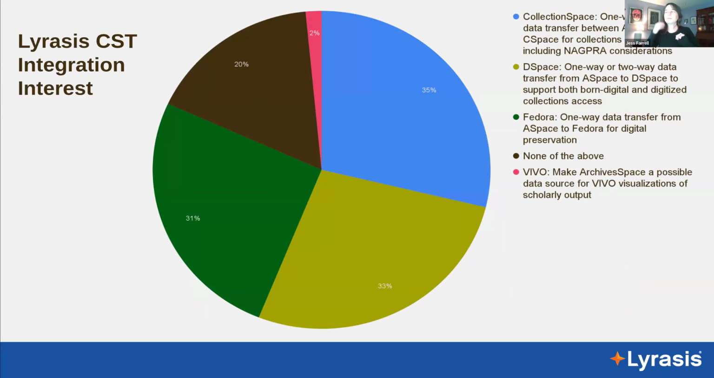Of the respondents who did express interest in cross-community supported technology integrations, DSpace was the most desired application to integrate with, followed by Fedora. And I would just add to this that 35% of respondents said that they had no need to integrate ArchivesSpace with another Lyrasis community-supported technology. So this is just a subset of the folks who did say that they would be interested.